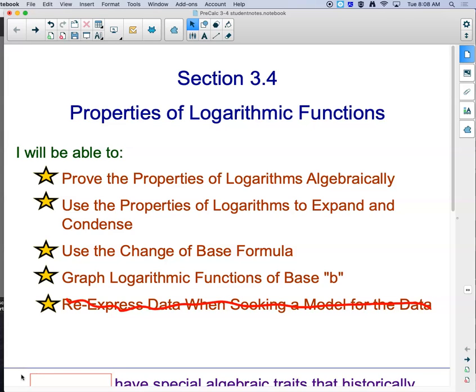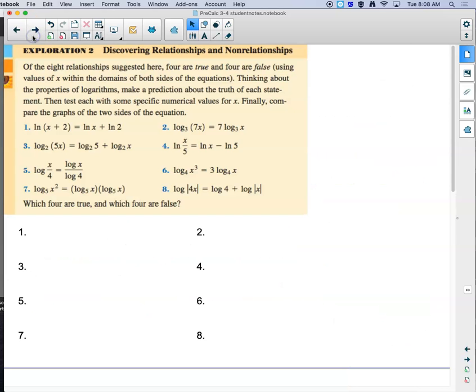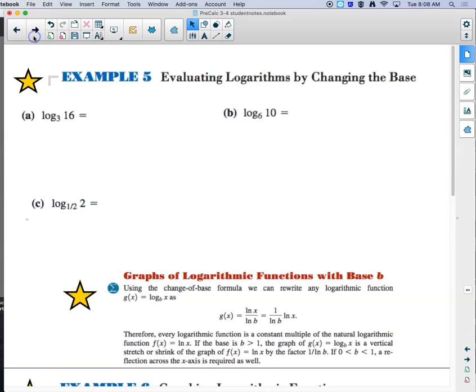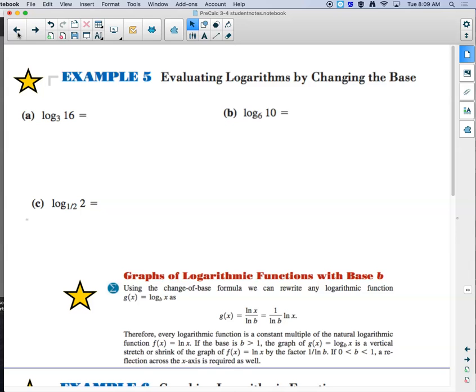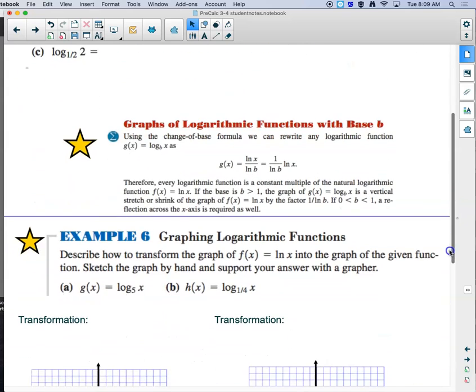So let's find where we were. We were at example 6. And that starts right here, basically, where we're talking about the graphs and what we know about the graphs. But let's take a look at some basic ones before we get to that little box. So graphs of logarithmic functions with base b.